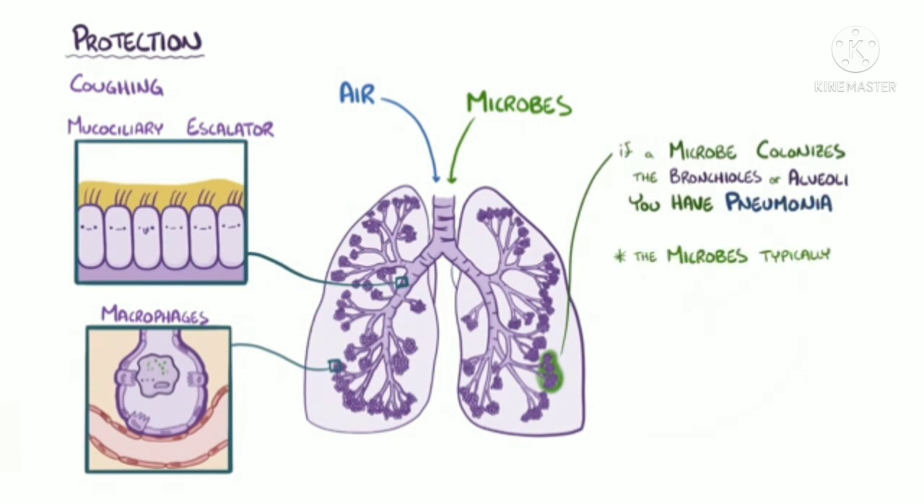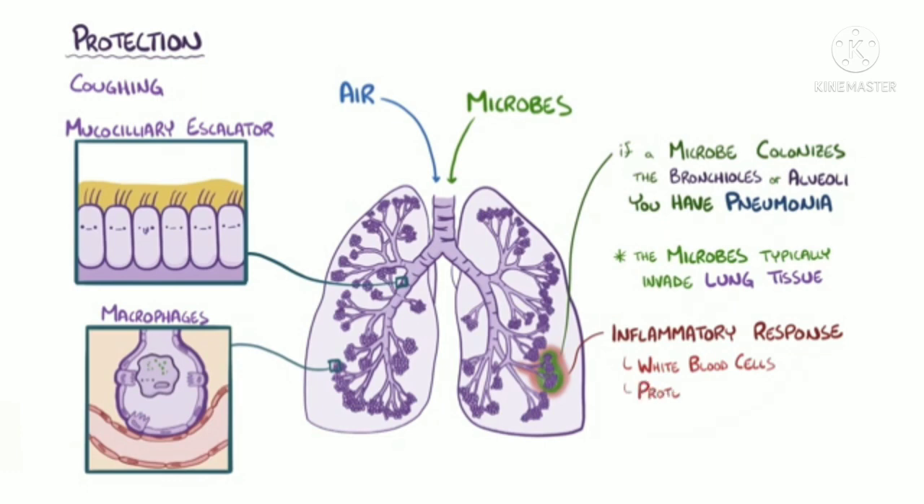Those microbes typically multiply and cross over from the airways into the lung tissue, creating an inflammatory response. The tissue quickly fills with white blood cells as well as proteins, fluid, and even red blood cells if a nearby capillary gets damaged in the process.